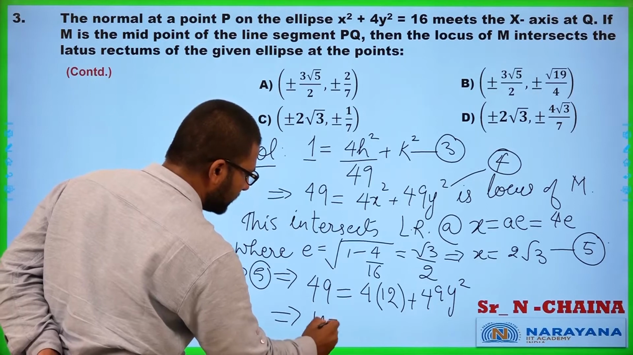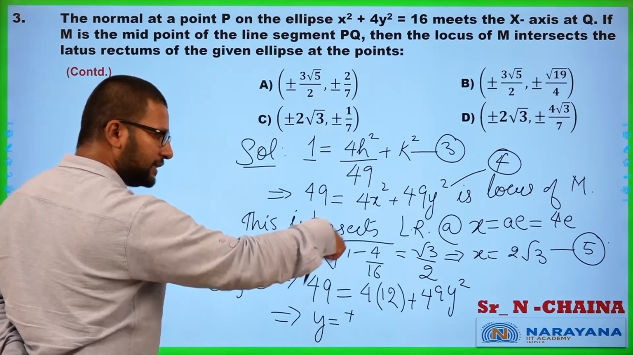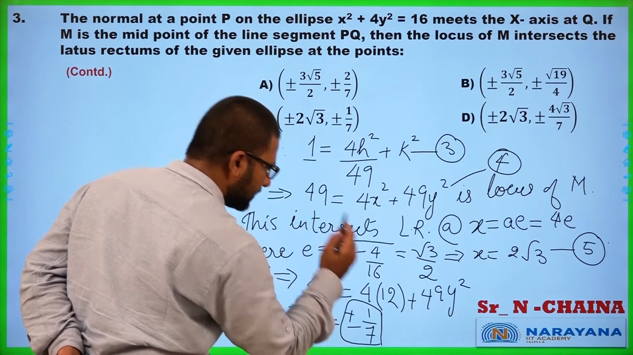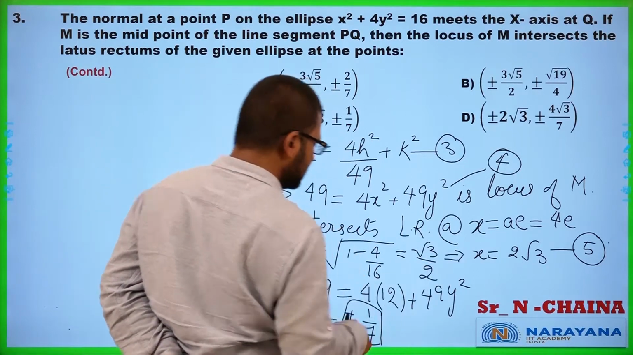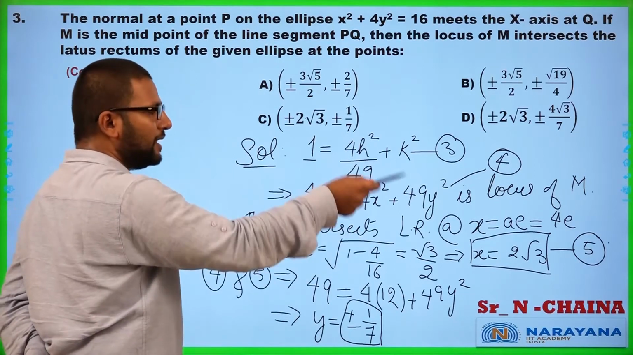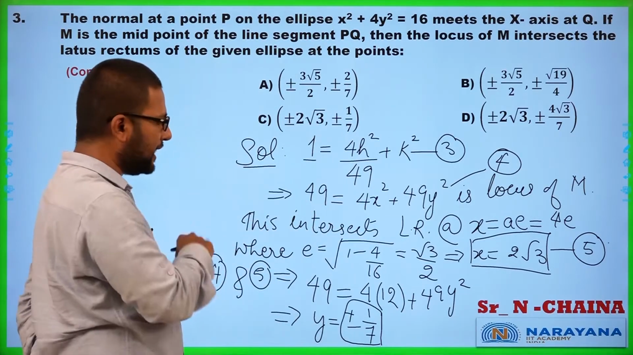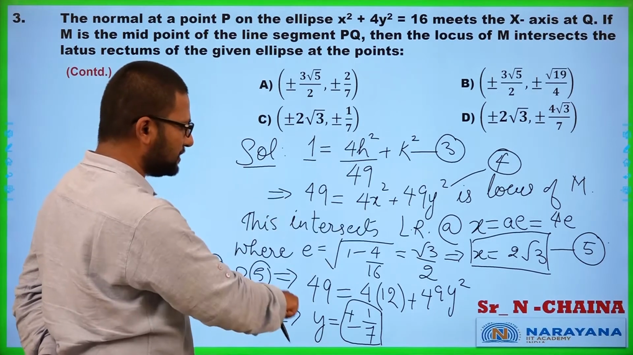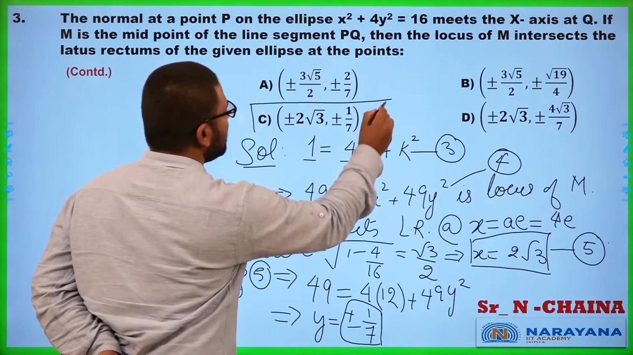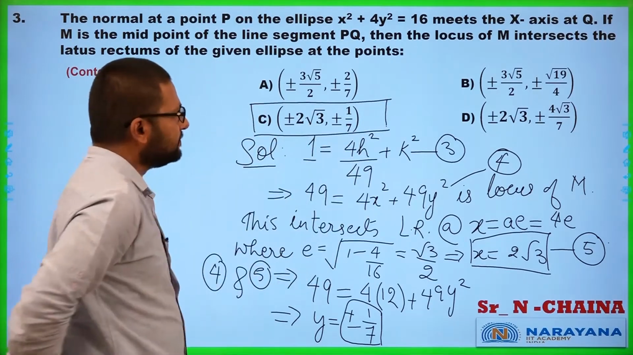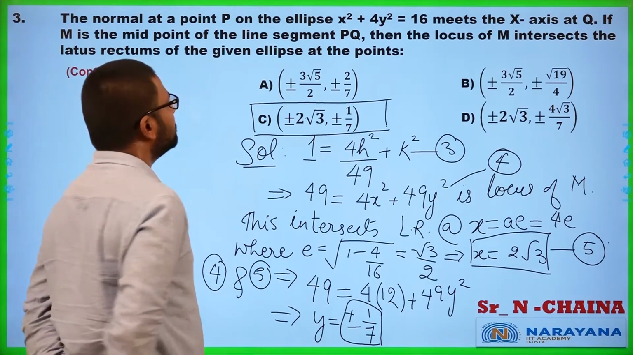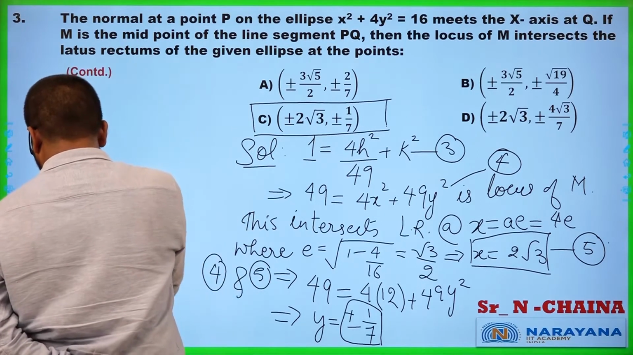Therefore, we can say y equal to, can you see that 1 by 49 is y square, therefore y is plus or minus 1 by 7. Got it? Y is plus minus 1 by 7. X is 2 root 3, and obviously because this is an ellipse, so it will intersect at plus or minus 2 root 3. Correct? And so we have x equal to plus or minus 2 root 3, y equal to plus or minus 1 by 7, and therefore option C is your answer. Is that clear? Yes? Shall we proceed? Okay. Let us proceed.